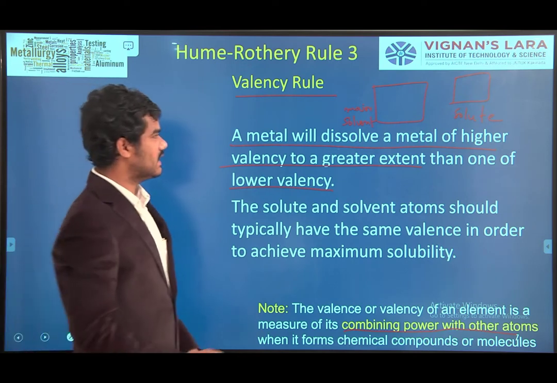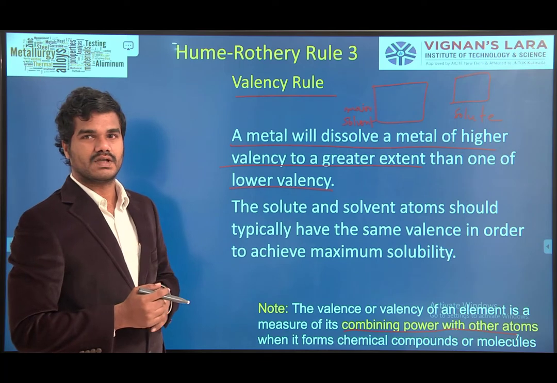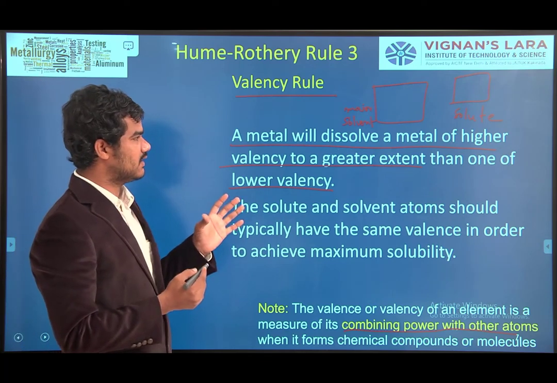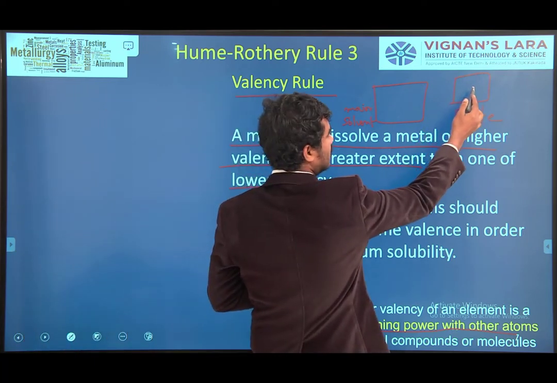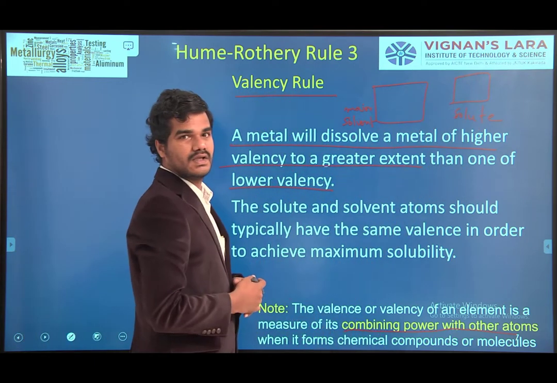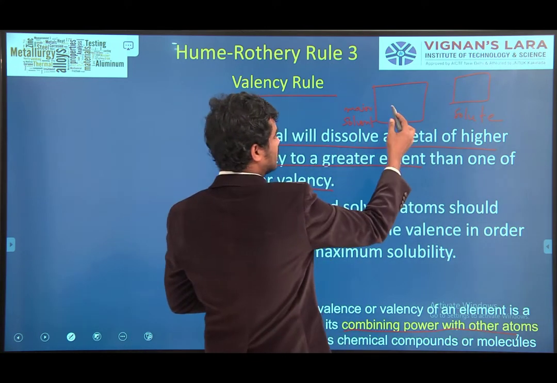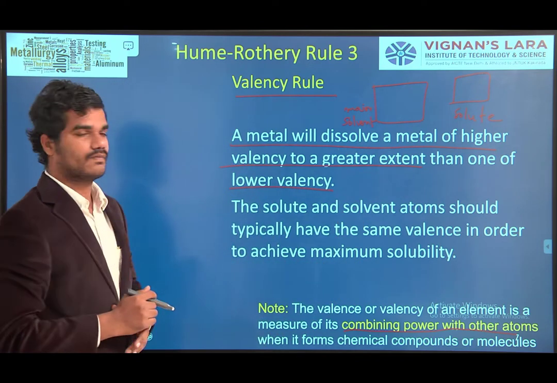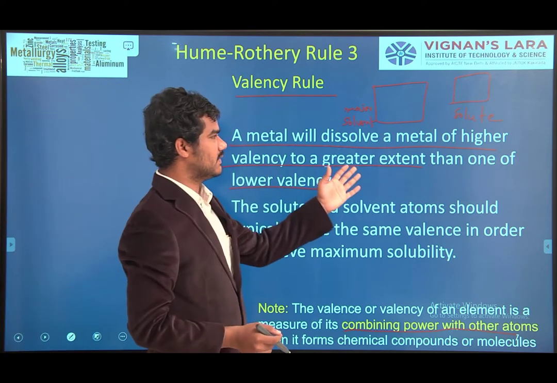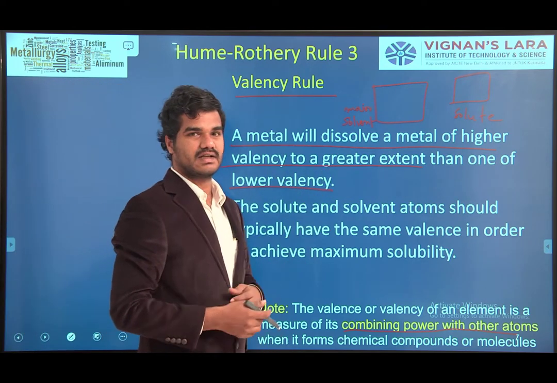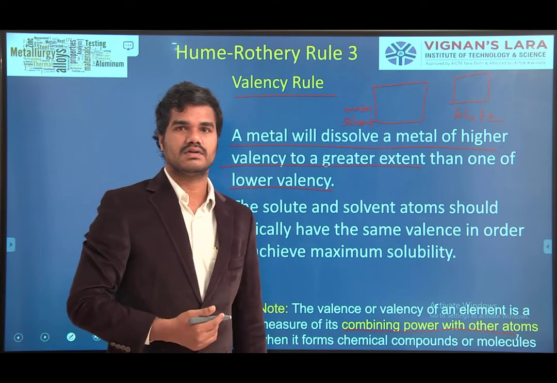If this valency is more, a metal will dissolve a metal of higher valency to a greater extent. If this valency is more, it can dissolve into this. If this valency is less, it cannot dissolve into this much. That is Hume-Rothery rule 3: a metal will dissolve a metal of higher valency to a greater extent than one of lower valency.